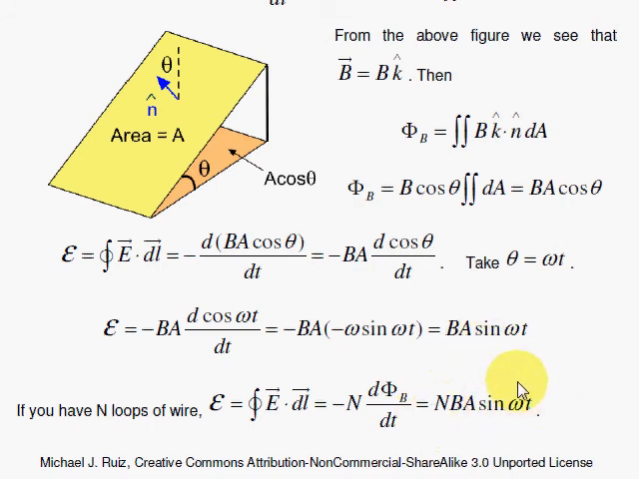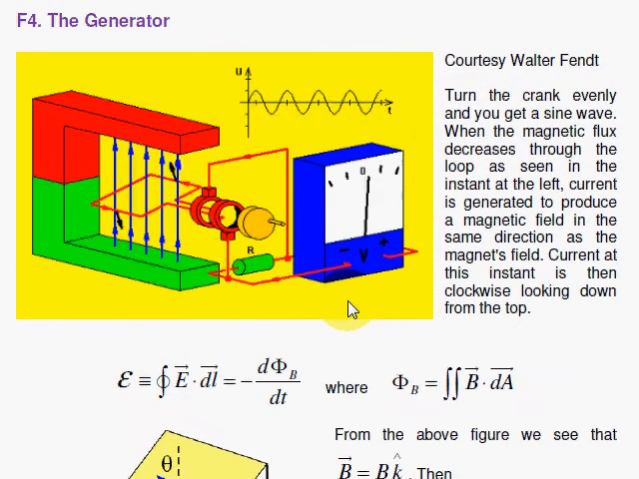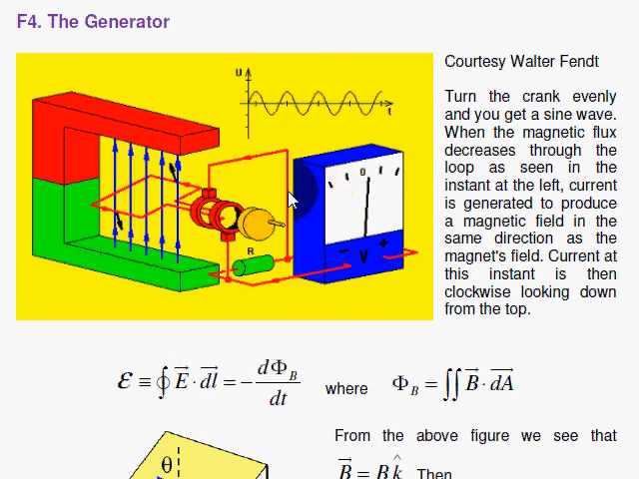So that's the electromotive force that's set up in the wire to get your current moving, and that's your generator or dynamo and Faraday's law.